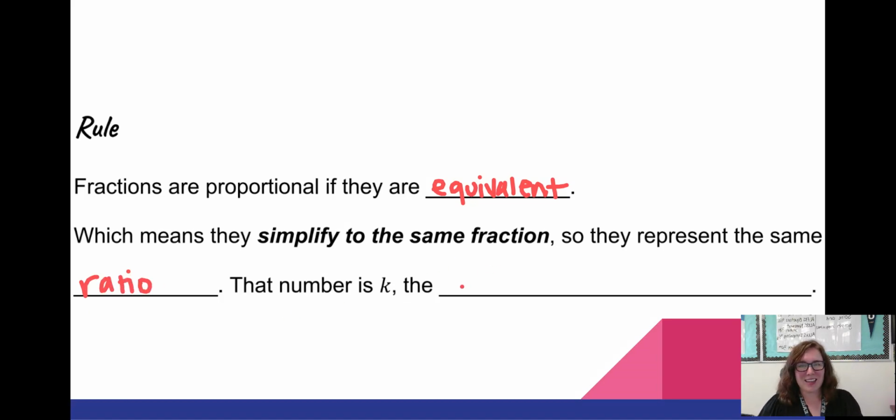That number is k, the constant of proportionality. But that's a really long word. It really just means what did these both simplify to? What's the ratio that they're both the same as? It's k, it's whatever they simplify to.